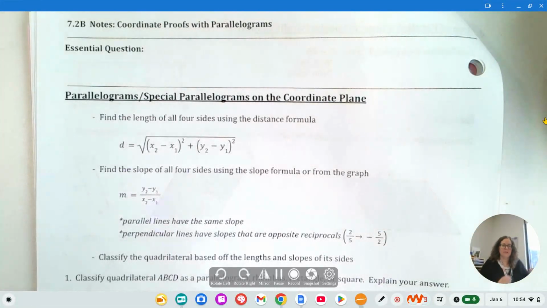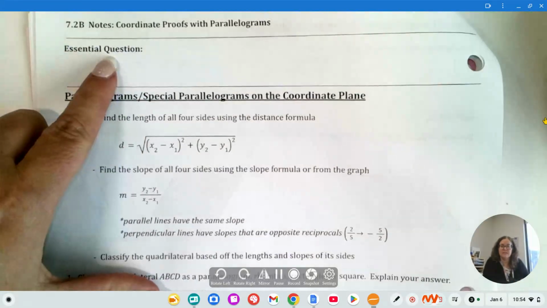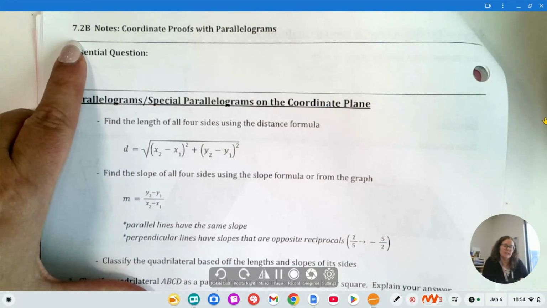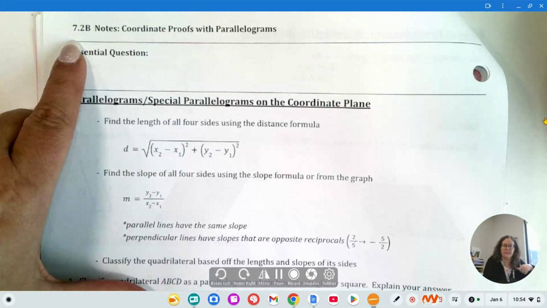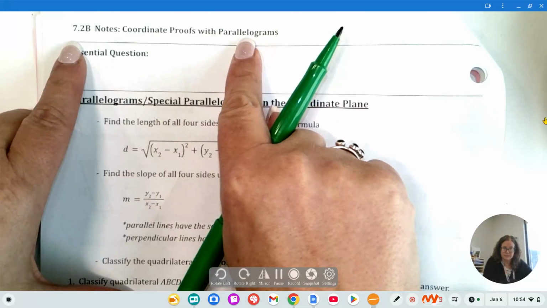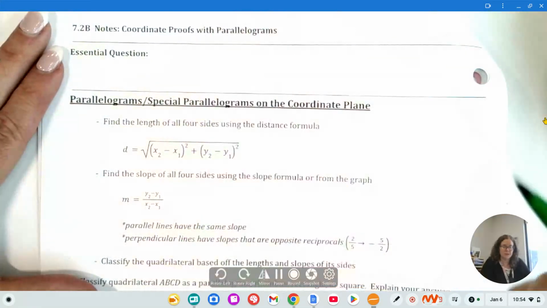Hello, geometry people. We are going to do a video for our notes today. Basically, because I'm gone, I need you to get to your 7-2B notes, and it is kind of a review type of a thing where we're putting some stuff together from what we have done before with our parallelograms. So we're going to be talking about parallelograms today and coordinate proofs.